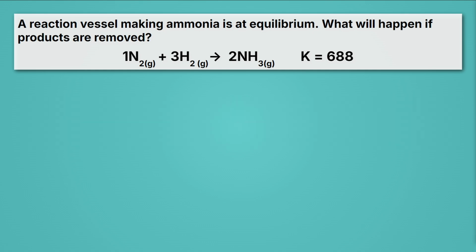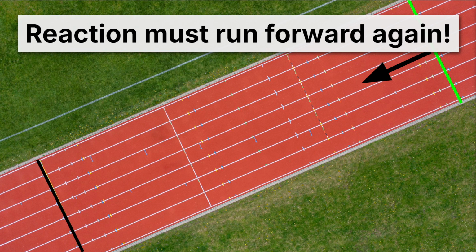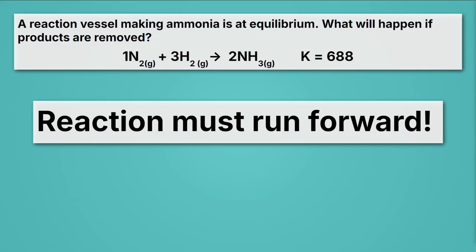A reaction vessel making ammonia is at equilibrium. What will happen if products are removed? So this time we're removing products, and that means Q is going to drop. So if Q drops, we're pulling back away from the finish line, and to get back to equilibrium, the reaction must run forward again. So ultimately, if products are removed, the reaction must run forward again.